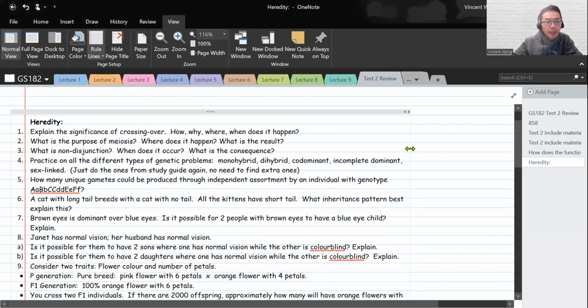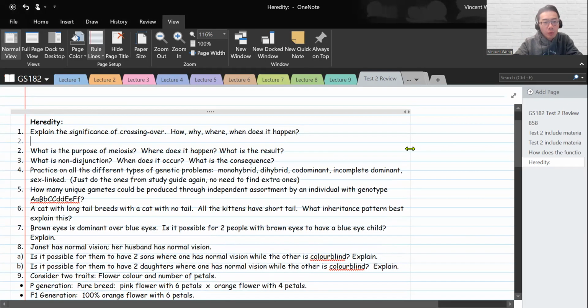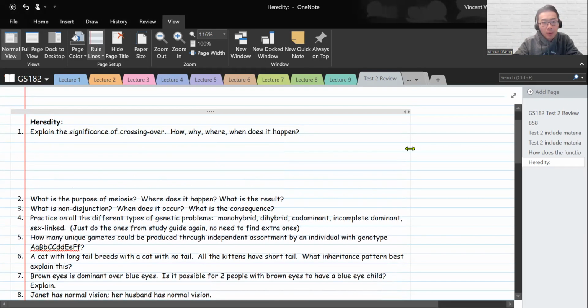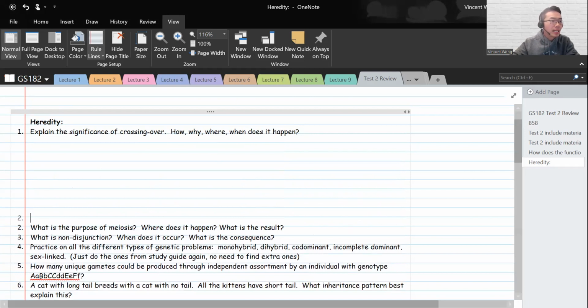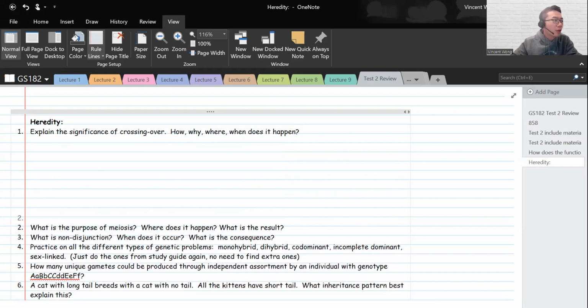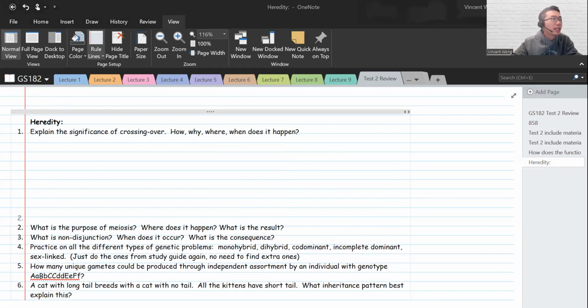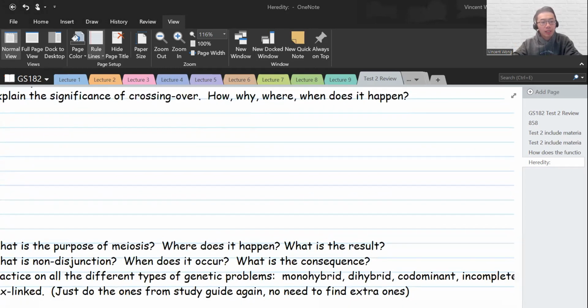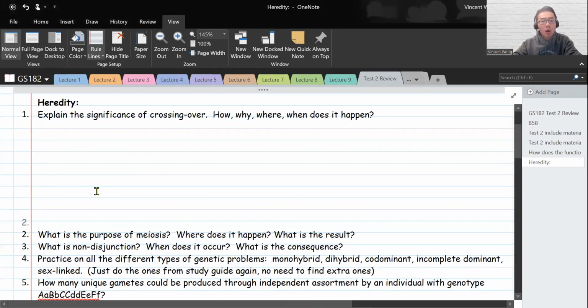First question, explain the significance of crossing over. How, why, where, when does it happen? Okay, so the purpose of crossing over is to create genetic variation, okay? And that happens during meiosis, specifically during prophase 1 of meiosis. So let's write that down real quickly.